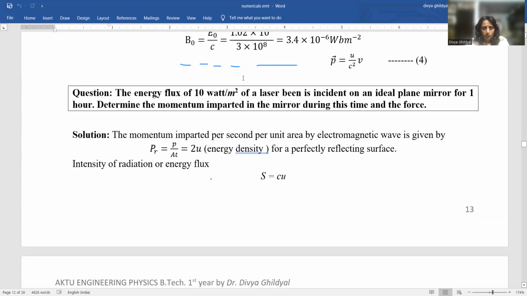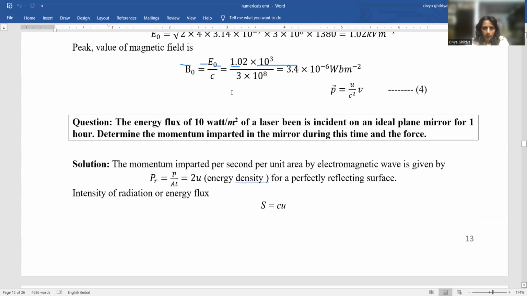Now, look at this question. This is on radiation pressure, which I have covered in the last lecture of your electromagnetic field theory. The electric flux of 10 watt per meter square of a laser beam is incident on an ideal plane mirror for 1 hour. Determine the momentum imparted in the mirror during this time and the force.